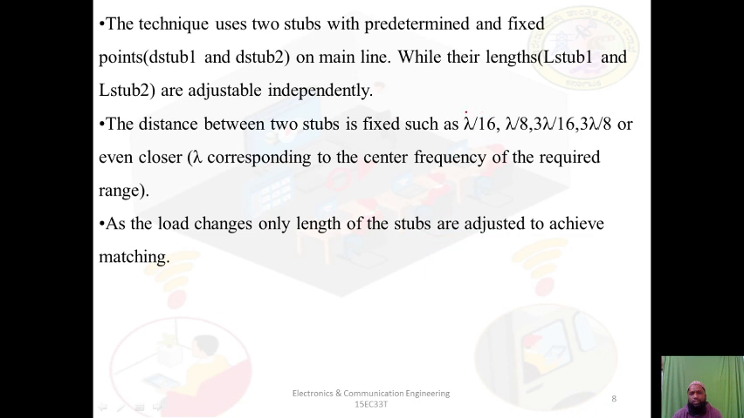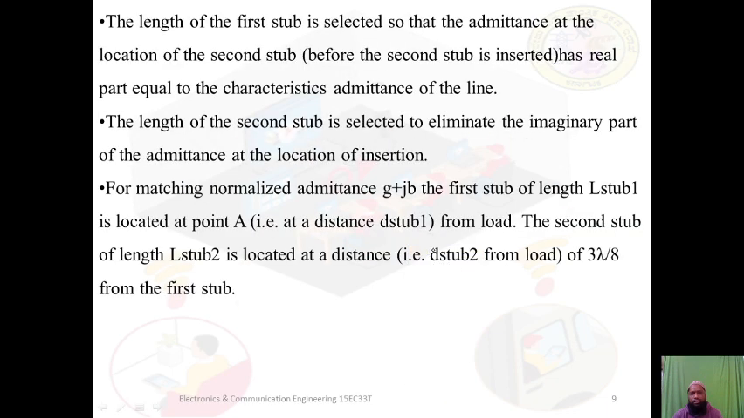ಲ್ಯಾಂಬ್ಡಾ ವಿ ನೋ ದಟ್ ಇಟ್ ಇಸ್ ಎ operating center frequency of the required range, lambda wavelength. It can be the distance between the 2 stubs d naught, it may be lambda by 16, lambda by 8, 3 lambda by 16, 3 lambda by 8. Okay, so ಇದನ್ನು ನಾವು ಯೂಸ್ ಮಾಡ್ಬೋದು. So as the load changes, only length of the stubs are adjusted to achieve the matching. This is the double stub matching.